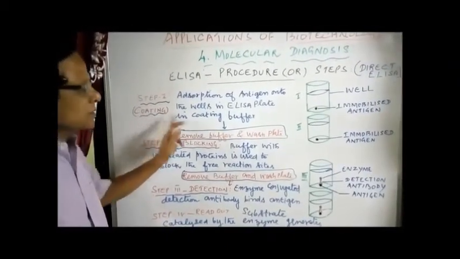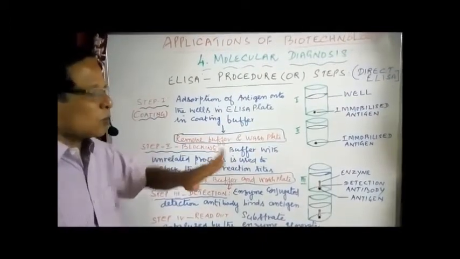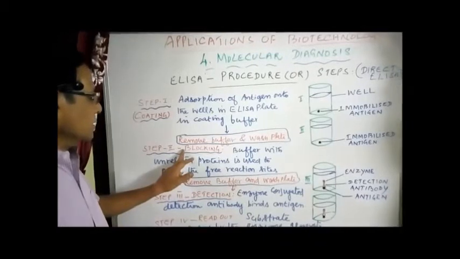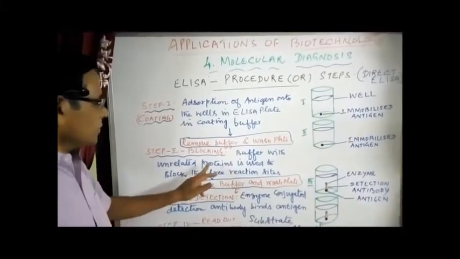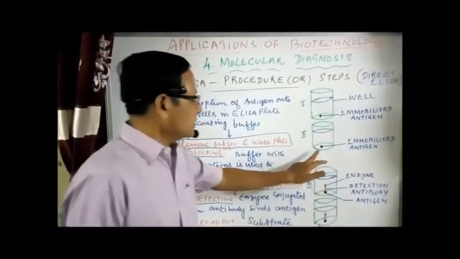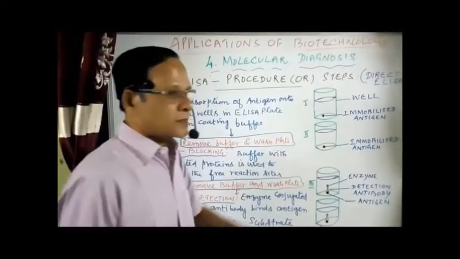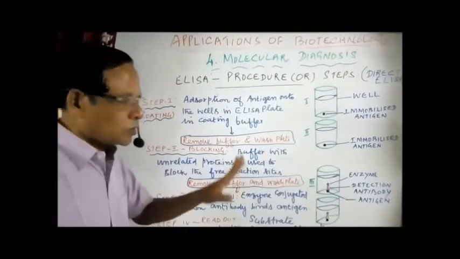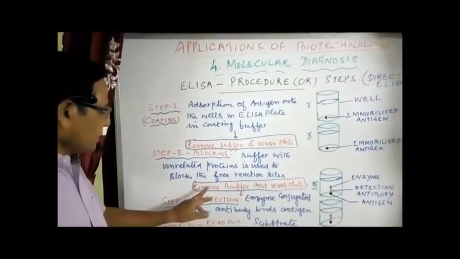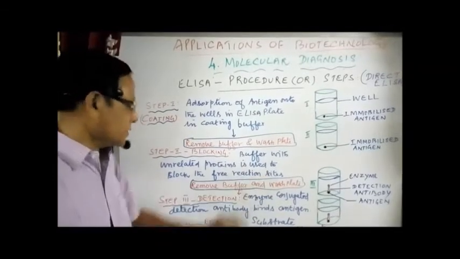Here the antigens are added and immobilized on the walls of the wells. Now blocking: buffer with unrelated proteins is used to block the free reaction sites. Other than this area, these are all free reaction sites, and they should be blocked. Otherwise some unwanted reactions will take place. Once again you have to remove the buffer and wash the plate.